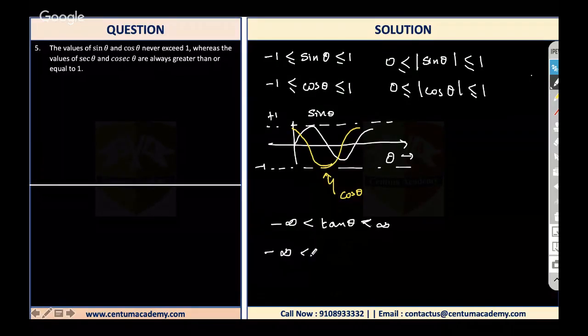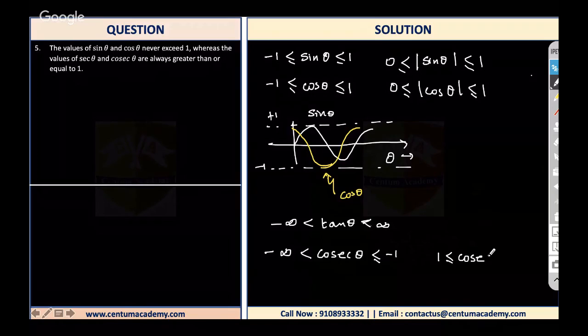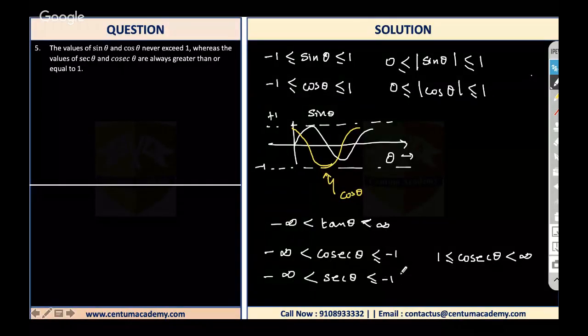Negative infinity is less than cosecant theta, and this is less than, and or not and, either this will be true, or 1 is less than or equal to cosecant theta. Similarly, minus infinity less than secant theta less than or equal to -1, or 1 less than or equal to secant theta less than positive infinity. These are the things you must remember. And tan and cot behave similarly.